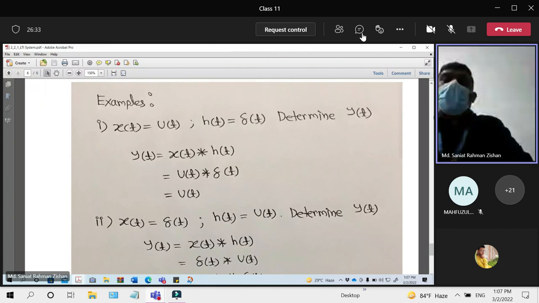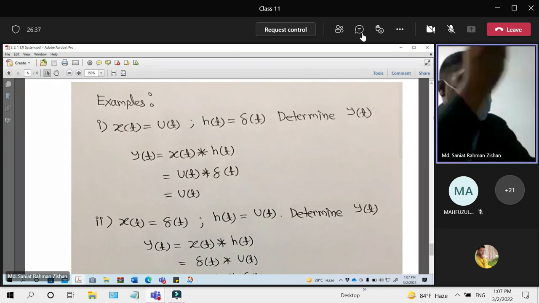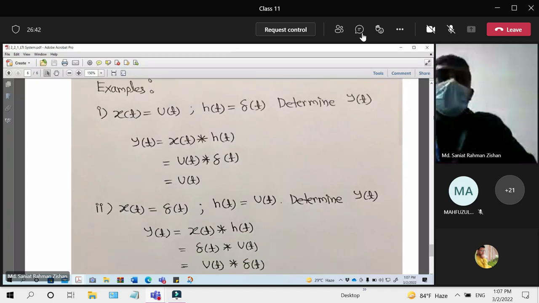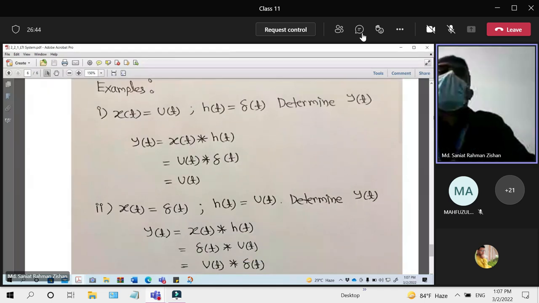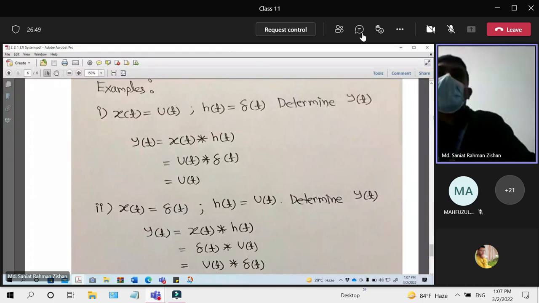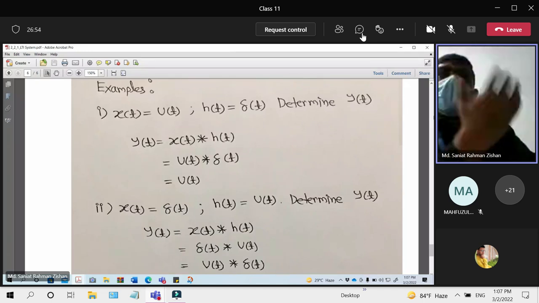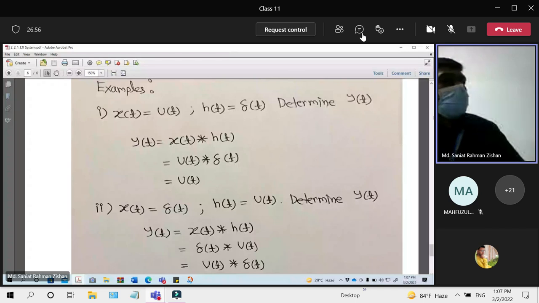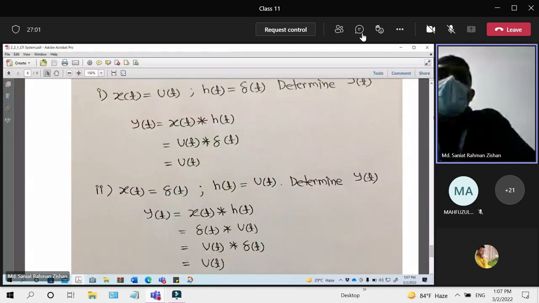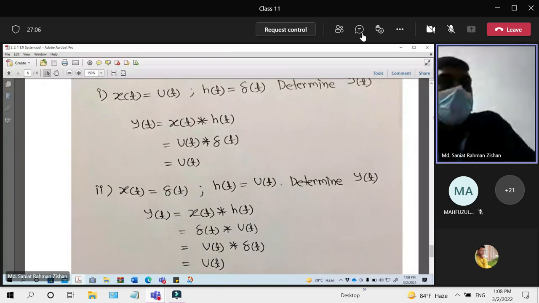But sometimes we get confused because this time delta(t) is the first signal. If you have any confusion, rearrange this one. This is called the commutativity property. a(t) convolution b(t) is the same as b(t) convolution a(t). If you wish, you can change their position. So delta(t) convolution u(t), I have written as u(t) convolution delta(t), and we have got the answer u(t). Is it okay? Problem number 2.